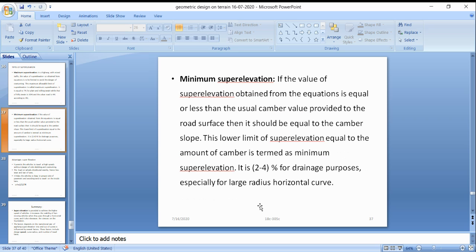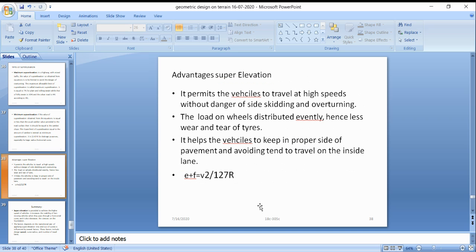Minimum super elevation: if the value of super elevation obtained from the equation is equal to or less than the camber value usually provided to the road surface, then it should be equal to the camber slope. That is the minimum super elevation. It is 2 to 4% for drainage purposes, especially for large radius horizontal curves. So for any curve, minimum super elevation has to be provided, and for a large curve, the minimum has to be provided, that is 2 to 4% for drainage purposes.